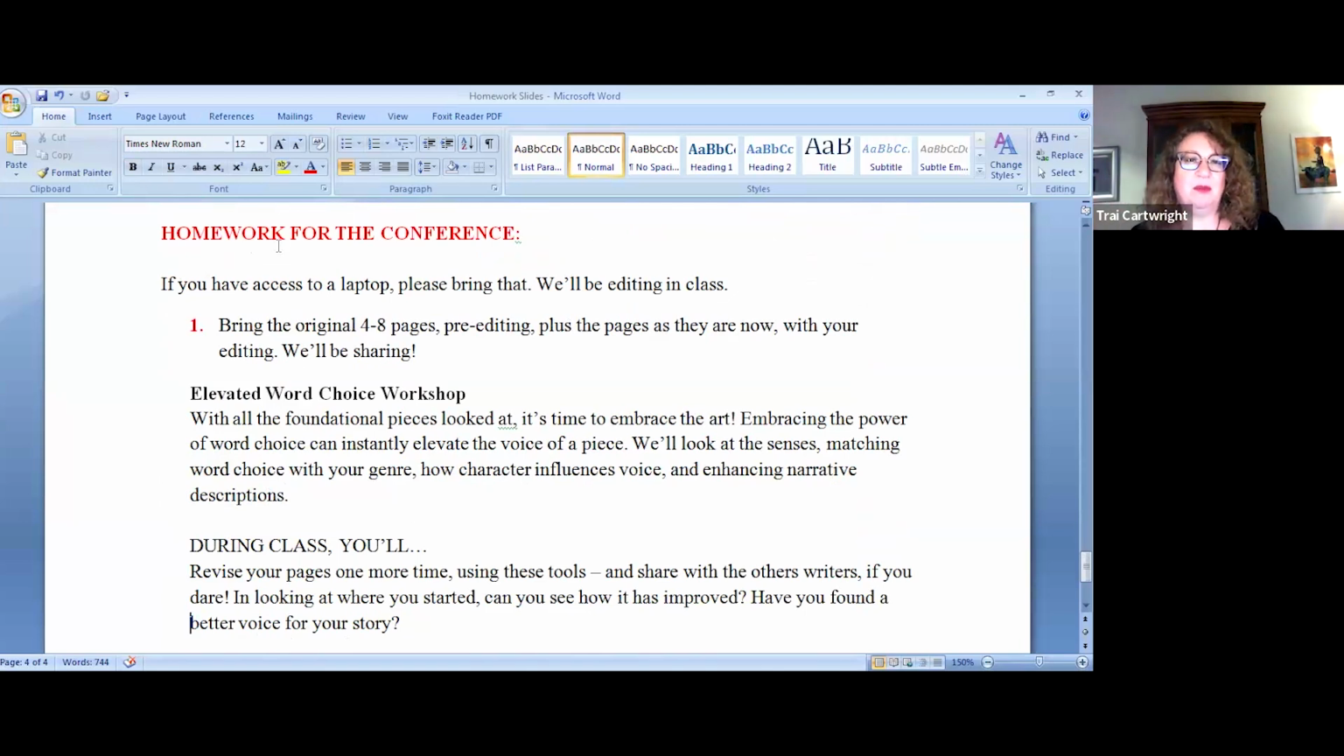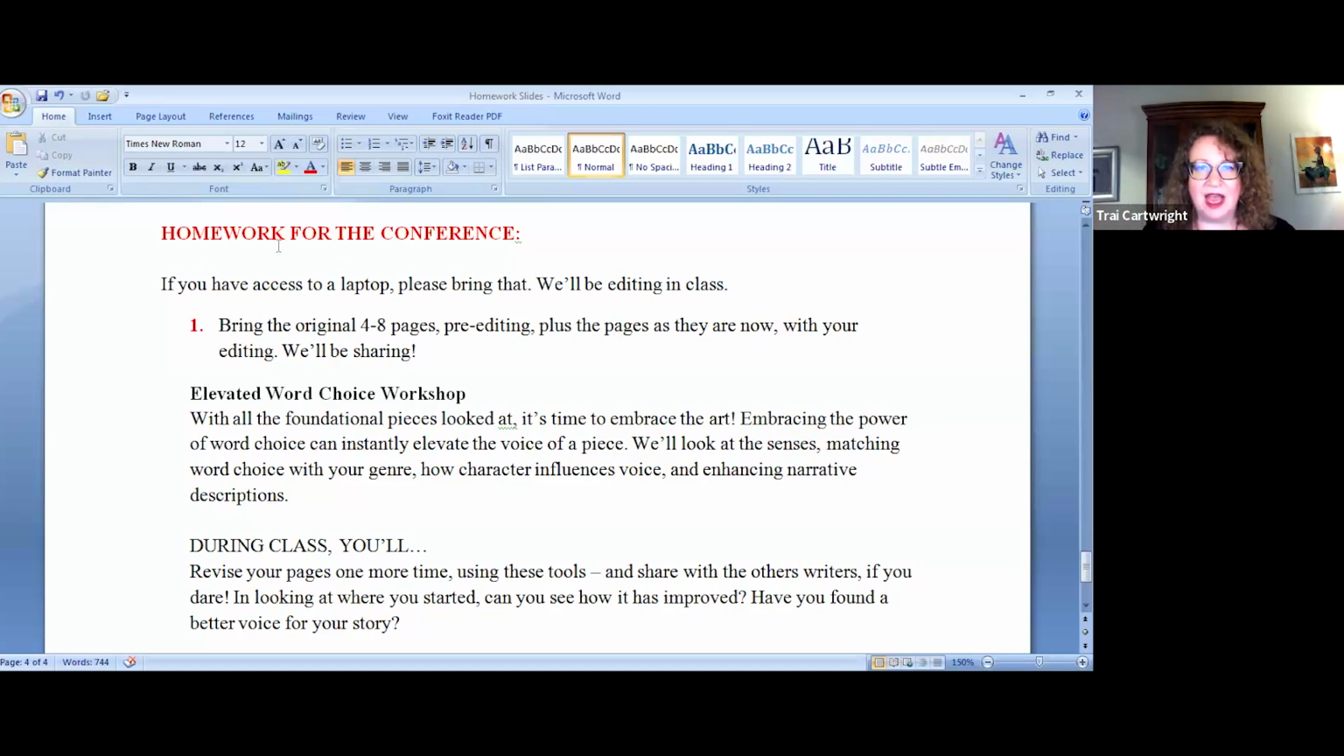Anyway, and then also bring the chunk of pages that you've been working on across these 4 modules. It's about 4 to 8 pages probably. Bring the original version and then bring the drafts as you were working on them and deploying these tools on them, because we want to see the evolution of where you started and then where you landed just by deploying these really simple craft pieces.